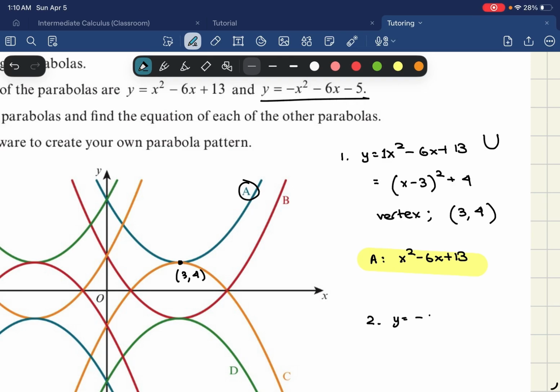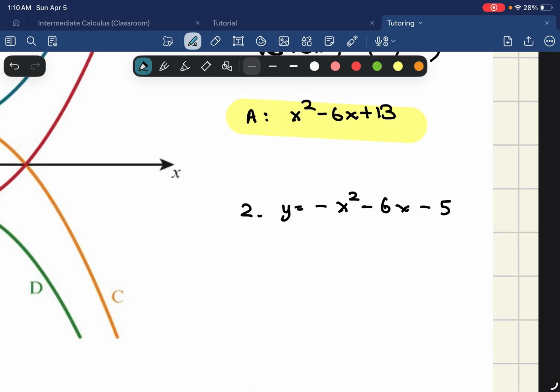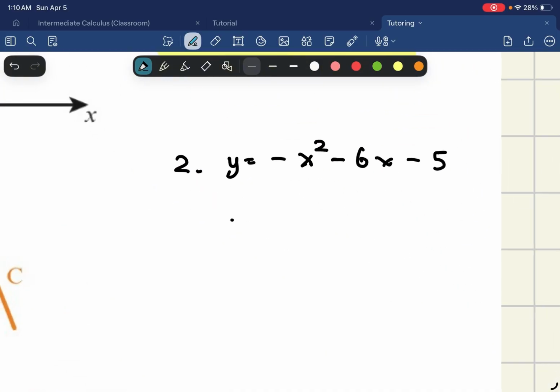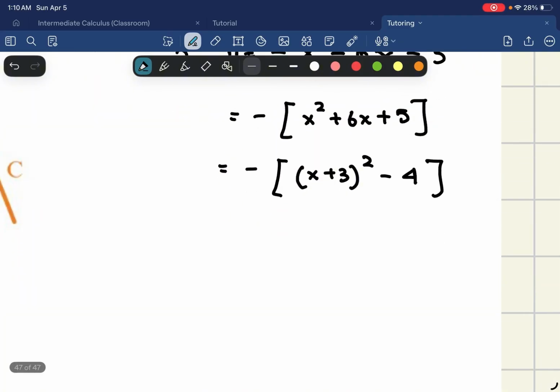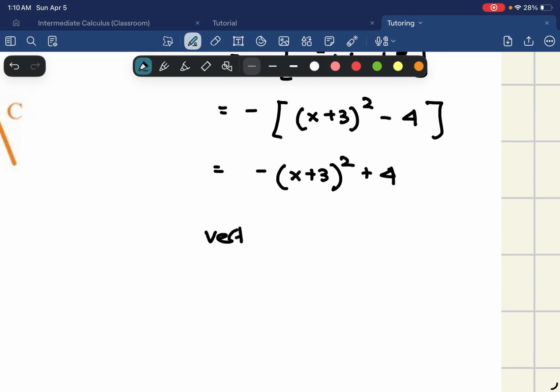Y is equal to minus x squared minus 6x minus 5. We can factor out a negative 1. So if I do so, I get x squared plus 6x plus 5. And if I complete the square here, I get (x plus 3) squared minus 4, I believe. And if I simplify, I get (x plus 3) squared plus 4. And I get the vertex at negative 3, comma 4.